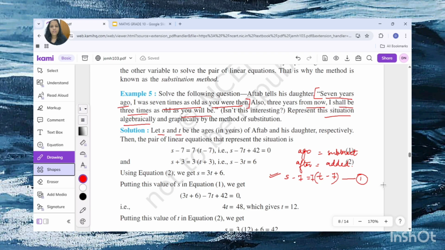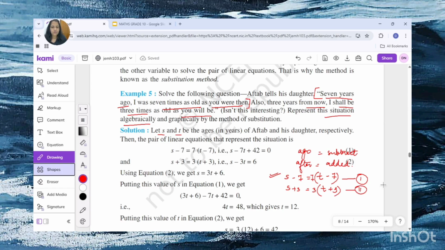Secondly, also 3 years from now. 3 years from now means after 3 years. So on both the sides, what are you going to do? You are going to add 3. I shall be 3 times as old as you will be. So I shall be 3 times old as you will be at that time. So again, you are going to multiply the daughter's age by 3 and this is going to form equation number 2.